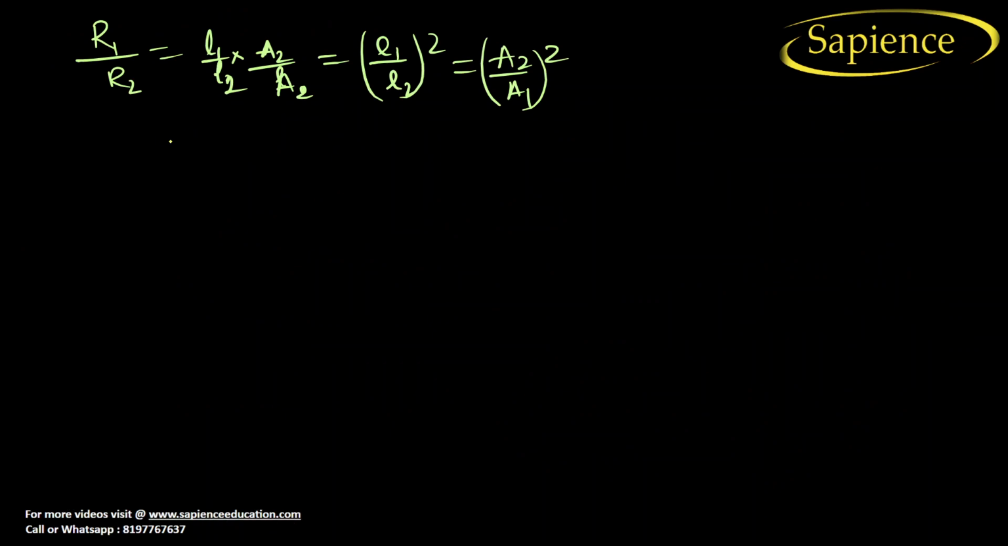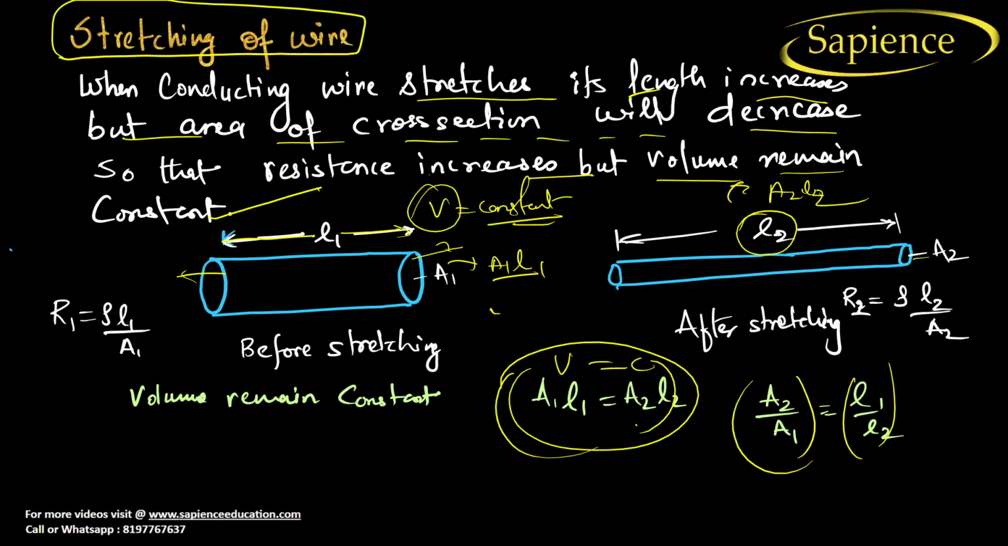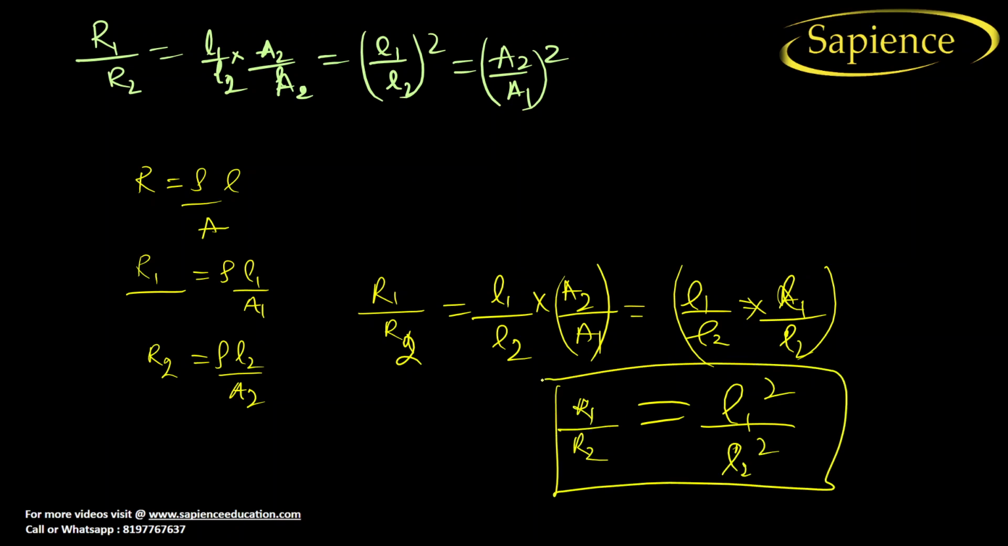Now, R is equal to rho L by A. For R1, R1 will be equal to rho into L1 by A1, and R2 will be equal to rho into L2 by A2. If you divide both of them, we get R1 by R2, and rho gets cancelled out. So we get L1 by L2 into A2 by A1. We have already derived that A2 by A1 is L1 by L2. So we get L1 squared by L2 squared, which is equal to the ratio of the resistances, R1 by R2. So this is a very important derivation.